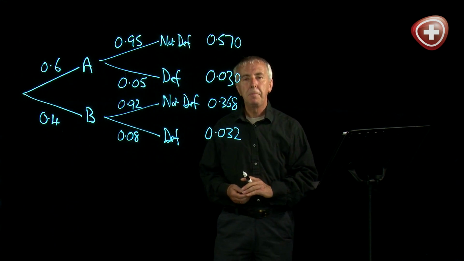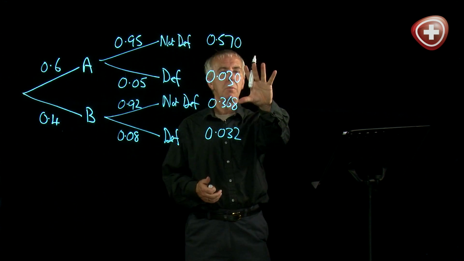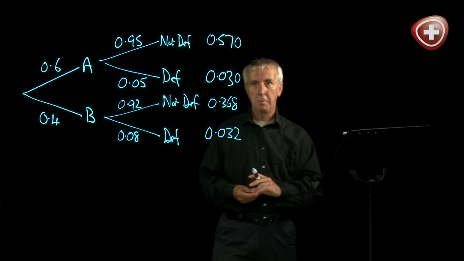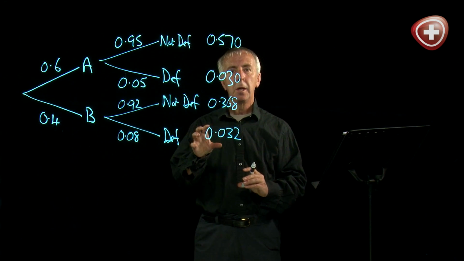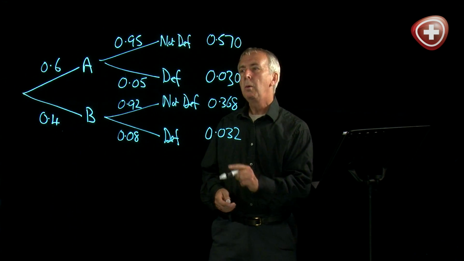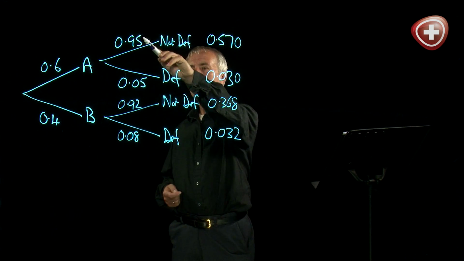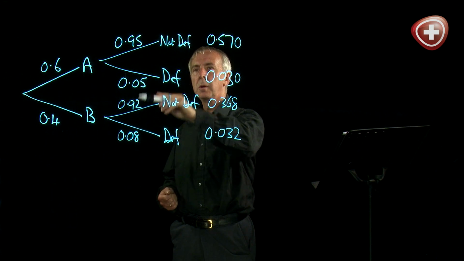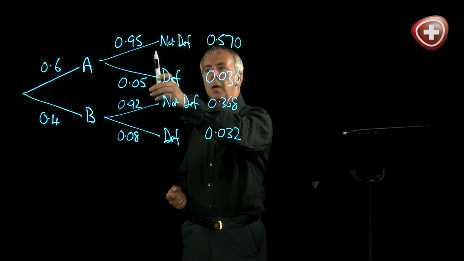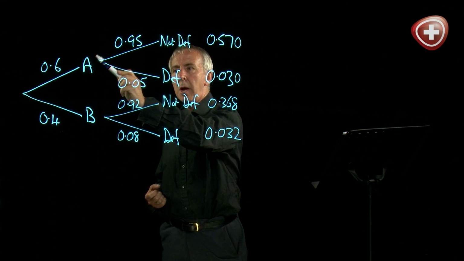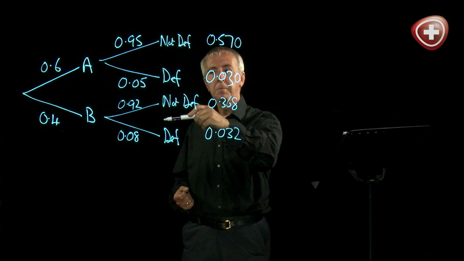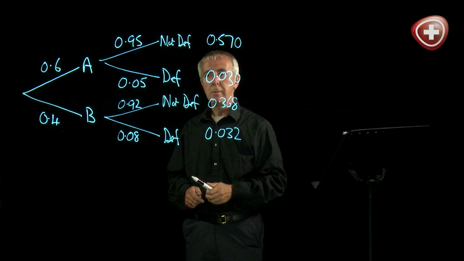Now let's turn it round. Suppose we pick an item at random from the end and we find that it's a defective item. What's the probability that it was produced by machine A? What we have here, these probabilities, are called conditional probabilities. They are the probabilities of getting defective or not defective, conditional on whether they came from machine A or machine B, and they vary, and so it matters which machine they came from.